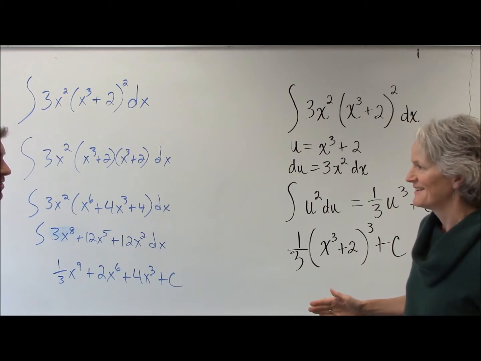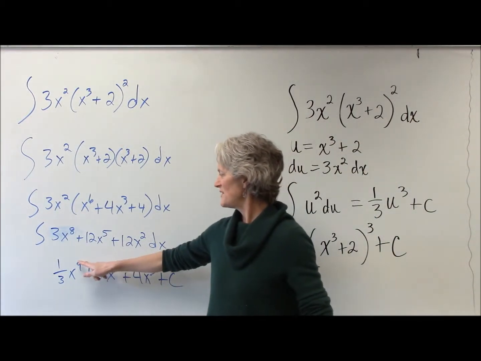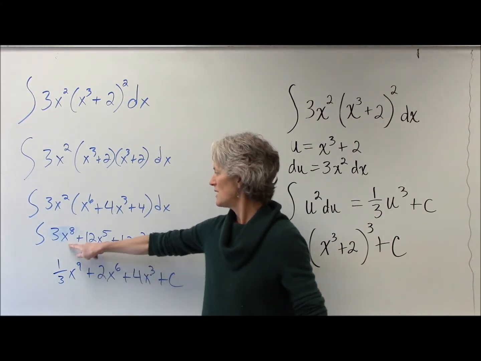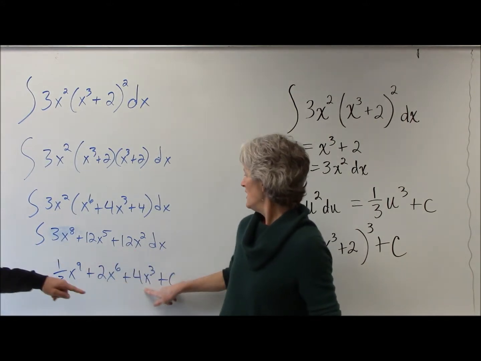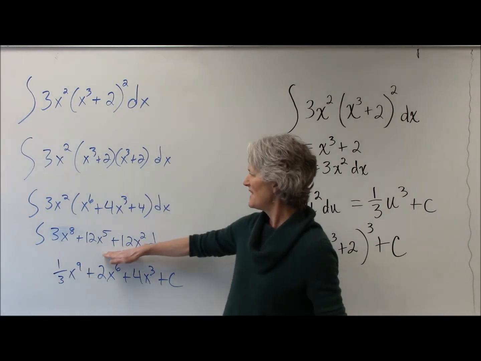I'm not going to be able to do that so easily. Well, let's look. If we take the derivative of this guy, that's going to be 3x to the 8th. Okay, yeah, that's good. 12x to the 5th, 12x squared. Derivative of c is 0. Okay, but where in the heck did this come from?